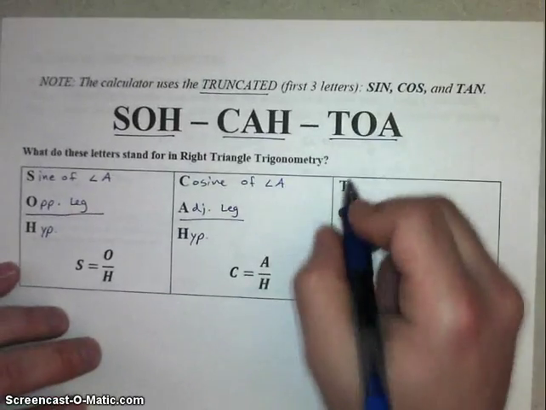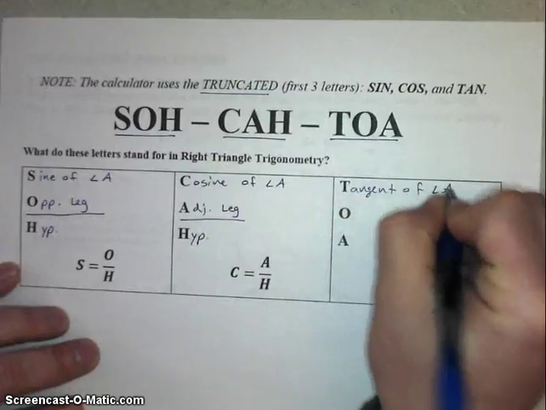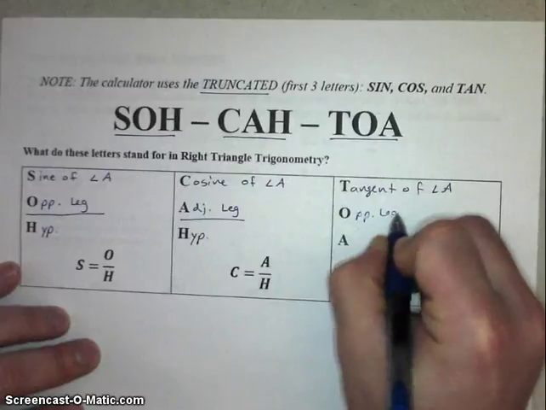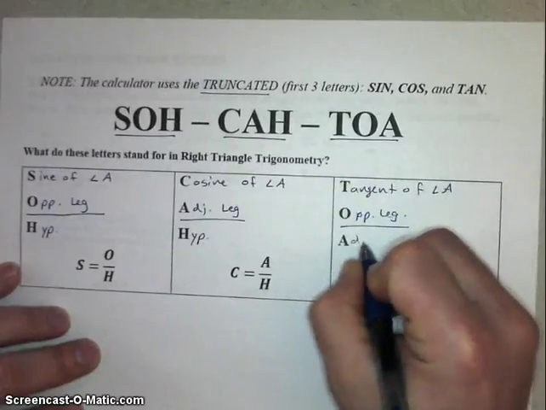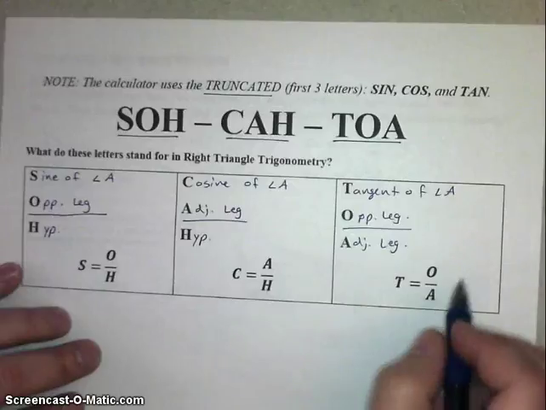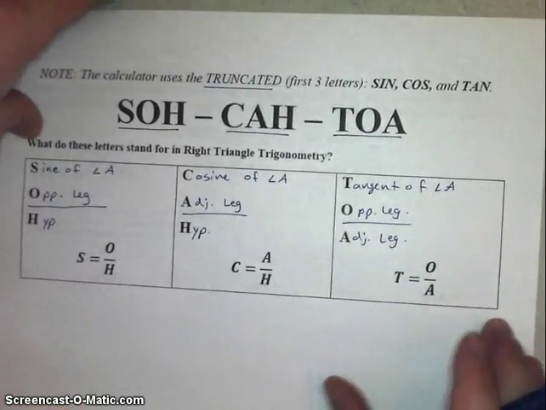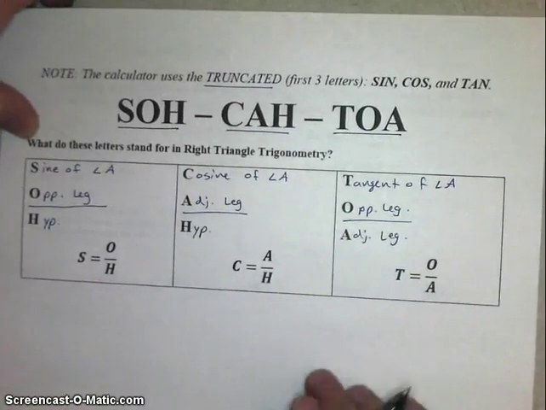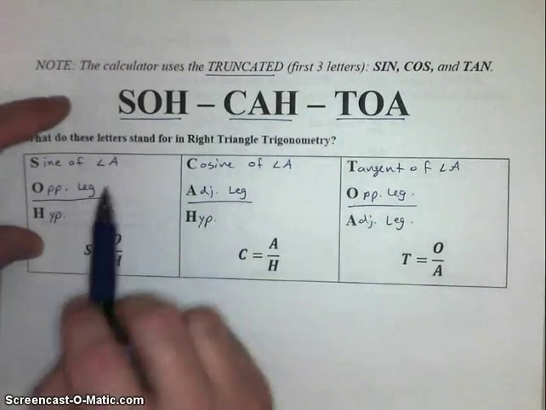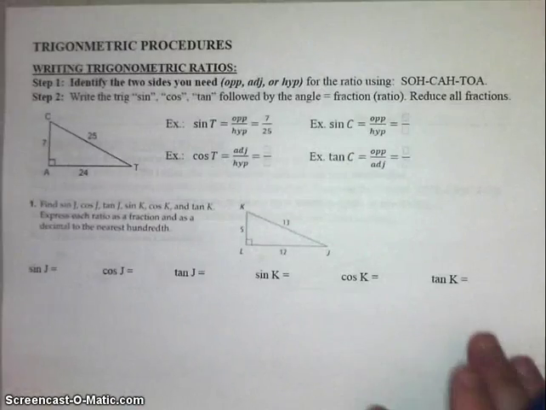And the tangent ratio of angle A is equal to the opposite leg over the adjacent leg. And all this does is help you set up the fraction to be able to talk about those ratios. Remember, these are ratios, and so for the most part, we'll be dealing with decimal answers. Okay, so you can remember SO, CA, TOA. SO, CA, TOA helps you remember how to set up each of these ratios.